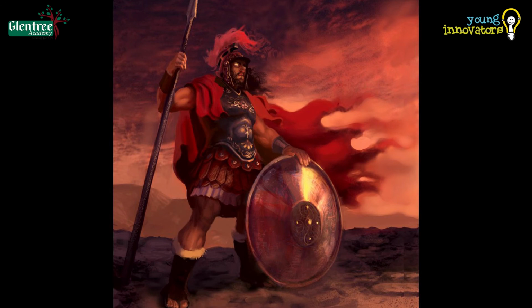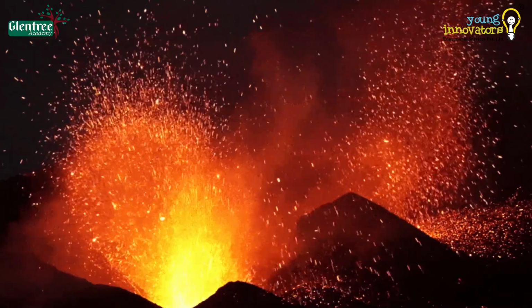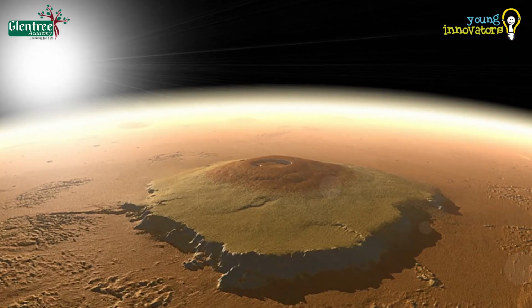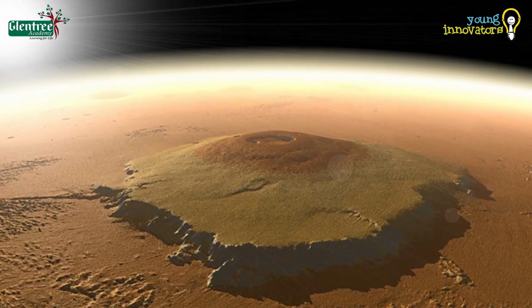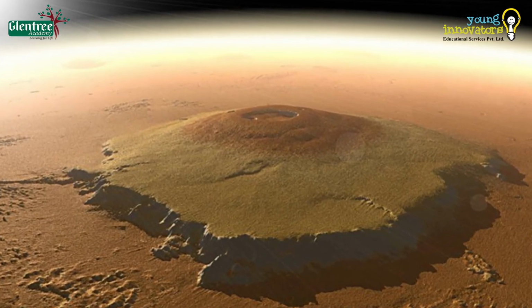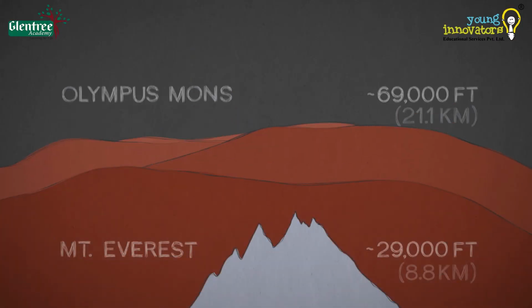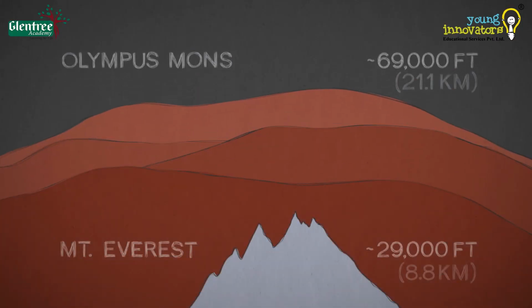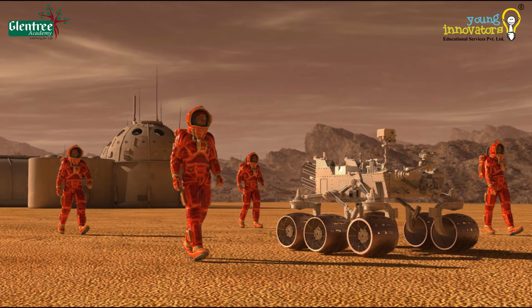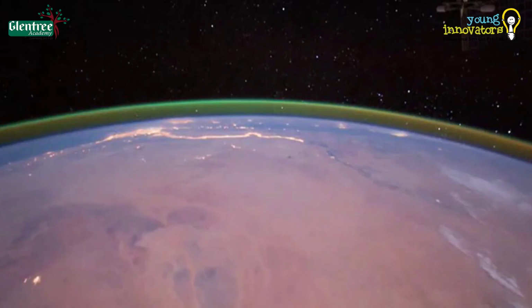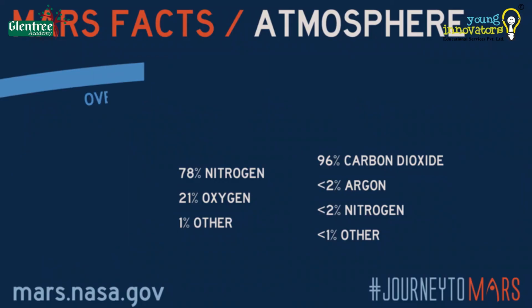During its evolution, it must have had many active volcanoes which suspended thick ash into its atmosphere. Mars has the largest volcano and the tallest mountain among the 8 planets, called Olympus Mons. It is about 2.5 times the Earth's tallest mountain, Mount Everest. Scientists believe that life can exist on Mars as it has a similar atmosphere and rotation period as that of the Earth. Its atmosphere is thin compared to that of Earth and primarily made up of carbon dioxide and traces of oxygen.